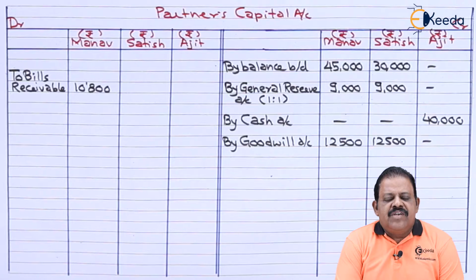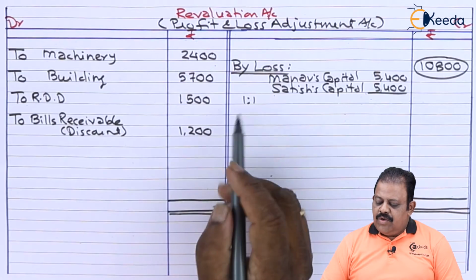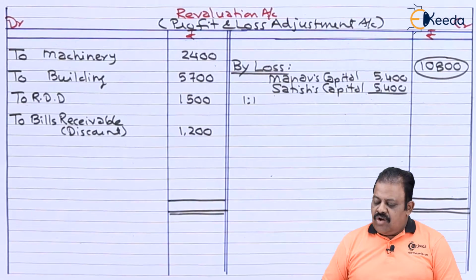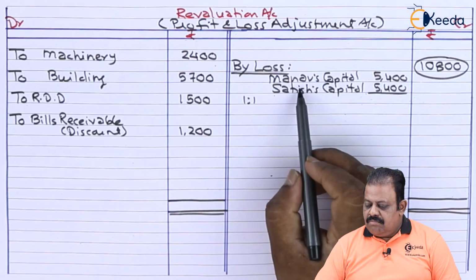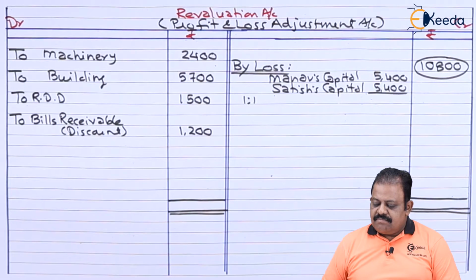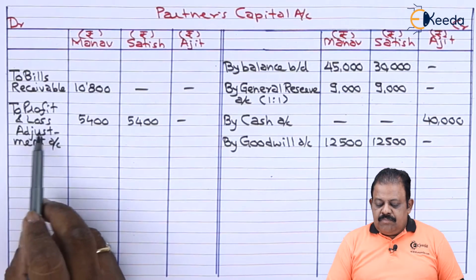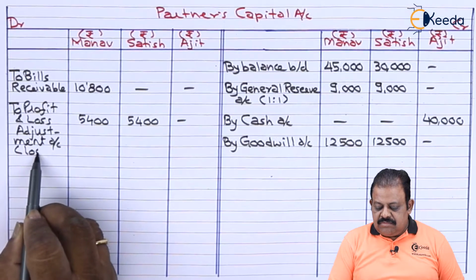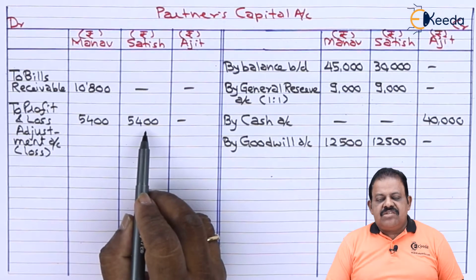required accounts. First we will be closing revaluation account. Revaluation account is also called profit and loss adjustment account. Revaluation account is closed. It is showing a loss of 10,800. This loss will be divided among all partners in profit sharing ratio. Manav 5,400, Satish 5,400. Partners capital account debit to profit and loss adjustment account. This is transfer of loss. Manav's column 5,400, Satish 5,400.